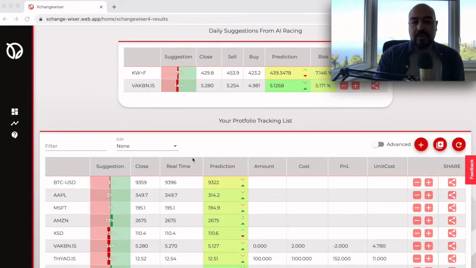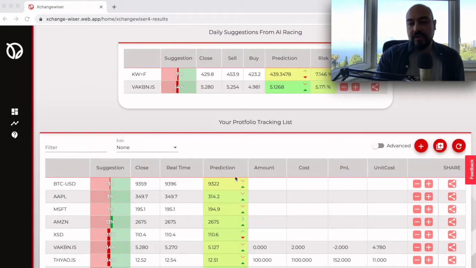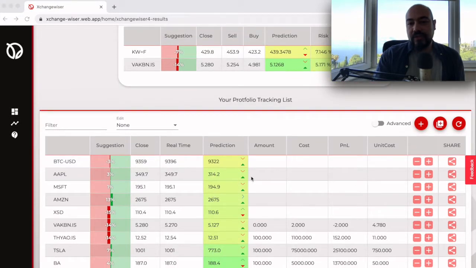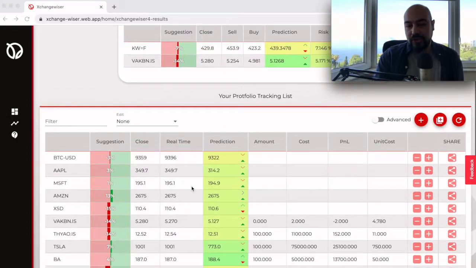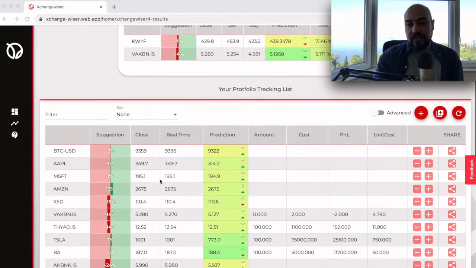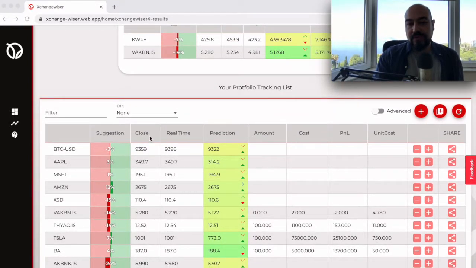In the second table, you are going to see the analysis of your portfolio or tracking list. So you can add any stock exchange or investment tool in here, and then we are going to start tracking the record of these investment tools by using AI algorithms. Basically, there are a few columns in here like the last close, real-time price, the prediction for today, the amount you hold, the cost you have purchased it, P&L, profit and loss, and the unit cost for this investment.